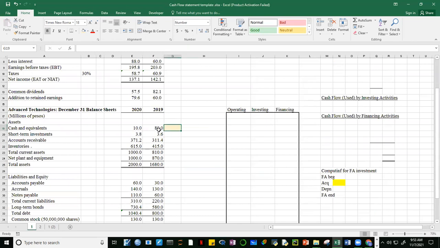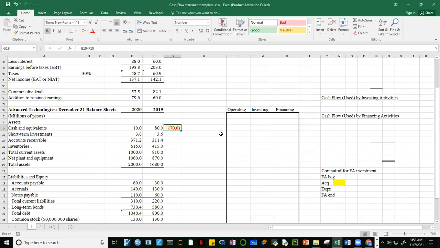So in 2019, or at the beginning of 2020, cash was 80 million, and at the end of the year, it became 10 million. So if we get the difference between the two, okay, so there was a 70 million reduction in cash balance. So this is what we want to investigate.